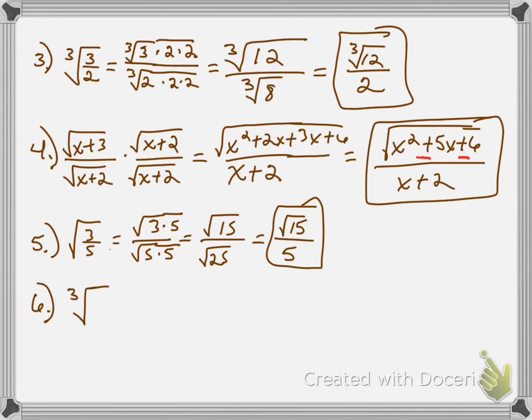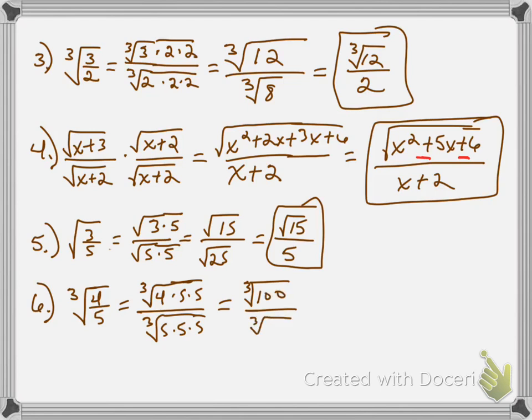Here we have the cube root of 4 over 5, right? So we have the cube root of 4 over the cube root of 5. Now this one we're looking for a perfect cube. So we need three 5s. So we need 2 more, right? So we do 2 more. So the top, we have the cube root of 100 over the cube root of 125, and the cube root of 125, of course, is 5. Right, so that is your answer.